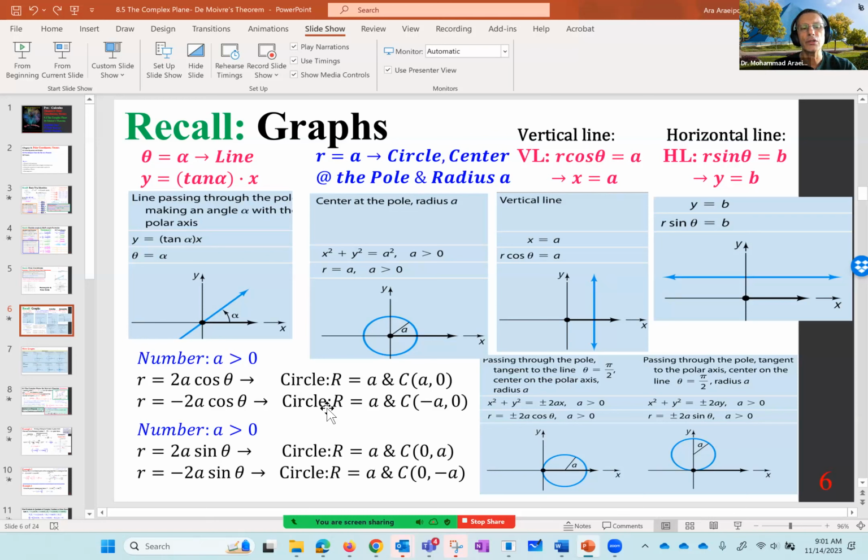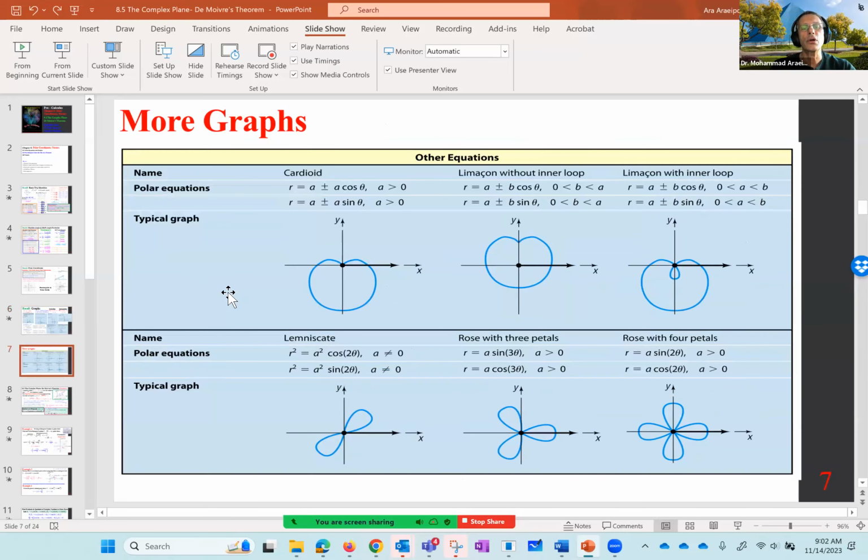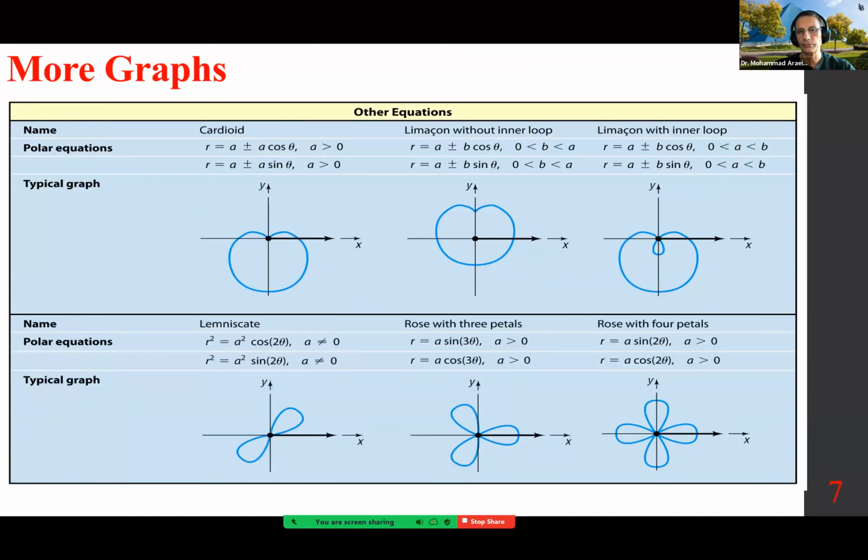And there are a number of ways to represent a circle. r equals 2a cosine theta or negative 2a cosine theta, as well as 2a sine theta or negative 2a sine theta. Those are some famous ones we should be familiar with. And of course, there are more interesting ones we can graph using the methodology that has been discussed. So basically, you plot points. And as long as you have a few points, you should be able to see the graph.